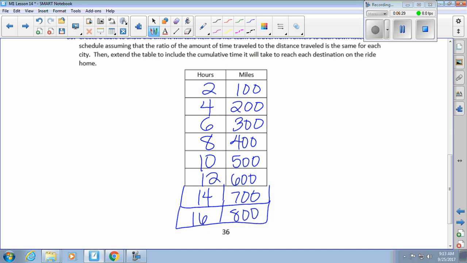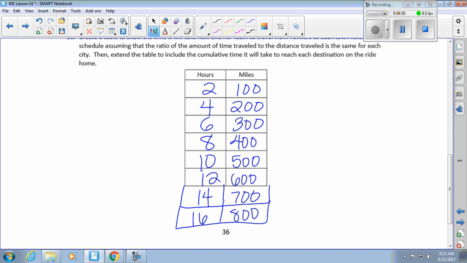Nope. We're not doubling the hours to get the miles. We're multiplying it by what? 2. Multiplying it by 2. No. We're not multiplying it by 2. Multiplying it by 30? Nope. 2 times 30 would give us 60. 2 times what gives us 100?